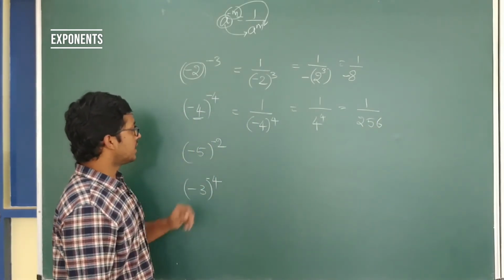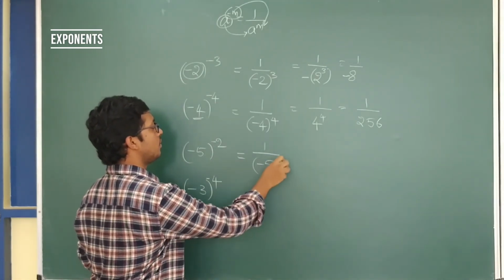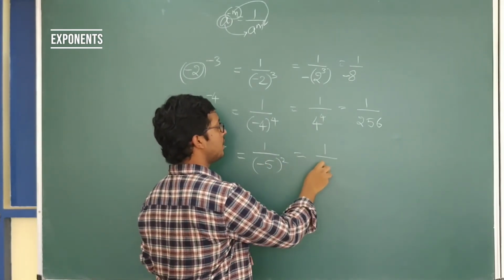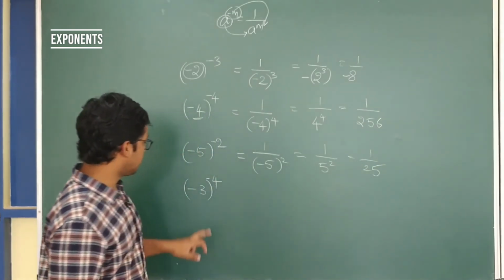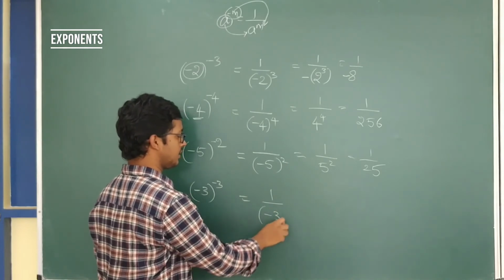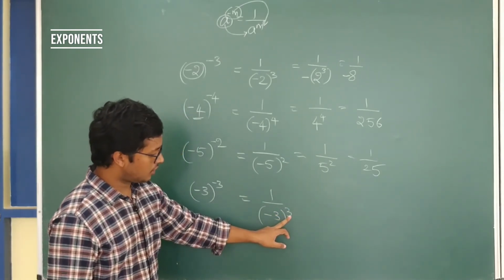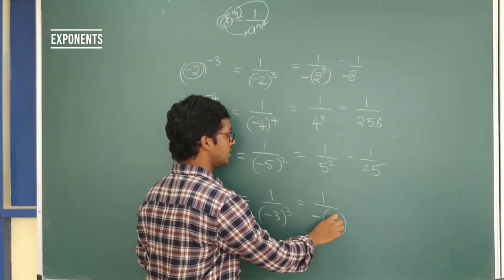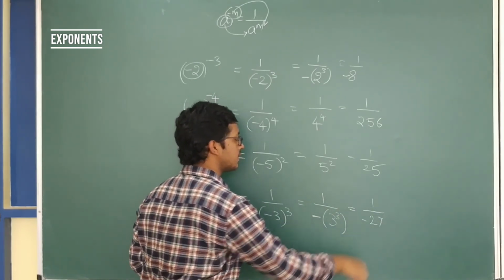So let's see this one, minus 5 raised to minus 2. So this becomes 1 by minus 5 whole raised to 2. Since the power is even, I can write this one as 1 by 5 raised to 2. So this will be 1 by 25. Let's take this one, minus 3 raised to minus 3 will now become 1 by minus 3 whole raised to plus 3. Since the power is odd, the answer will always be negative. So I can write this one as minus of 3 raised to 3. So it will be 1 by minus 27.